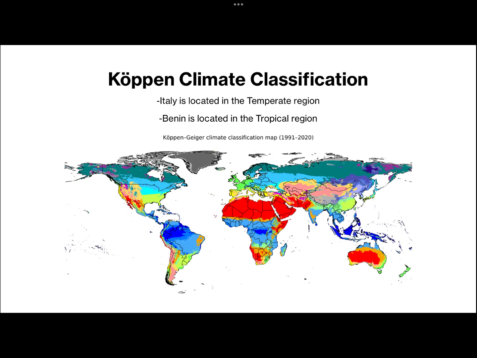Now moving on to some climate classifications, which will be useful later on in the site and situation factors. Italy is located in the temperate region, which is also somewhat in the Mediterranean region. And Benin is located in the tropical region, just underneath the northern part of Africa.